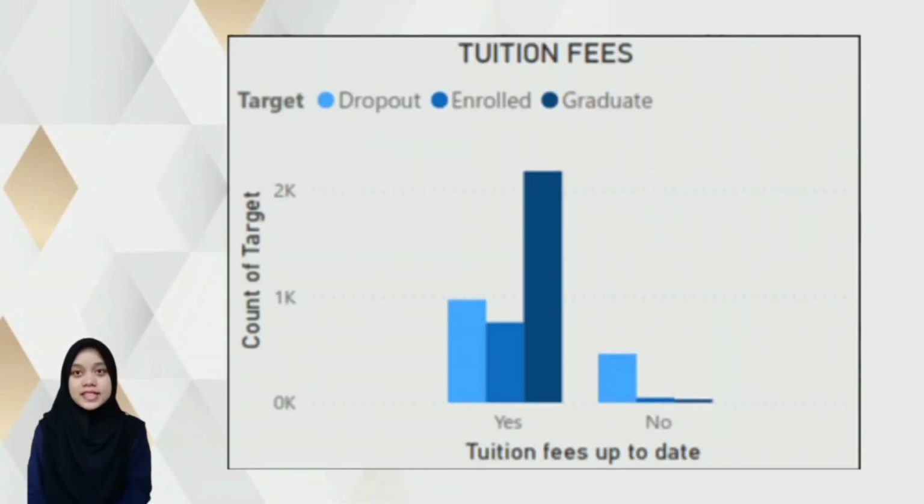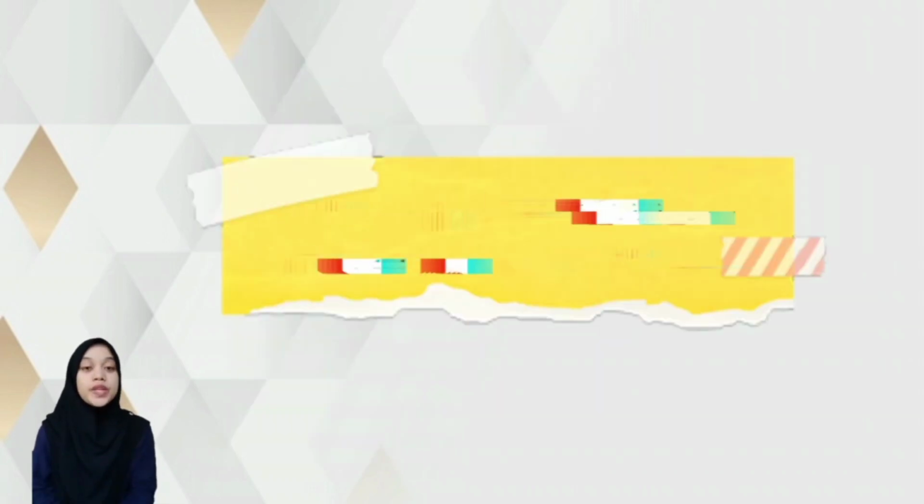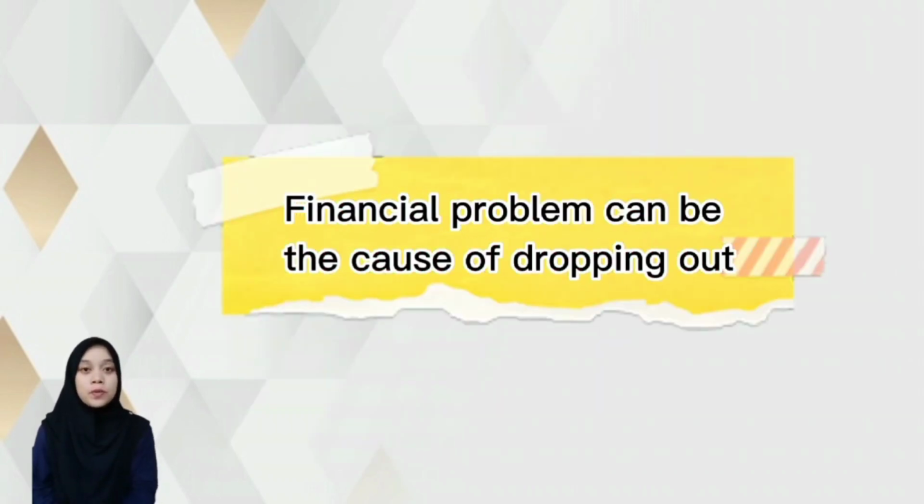Based on this cluster chart, either students pay the tuition fees or not. Our target users, which are lecturers and teachers, can see that the highest number of students who pay the fees are graduate students, while the highest number who do not pay tuition fees are dropout students. Here, we can relate that financial problems can be the cause of students dropping out.